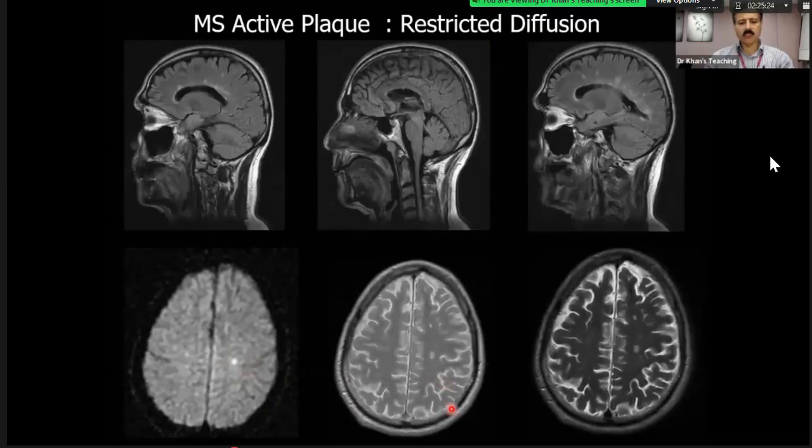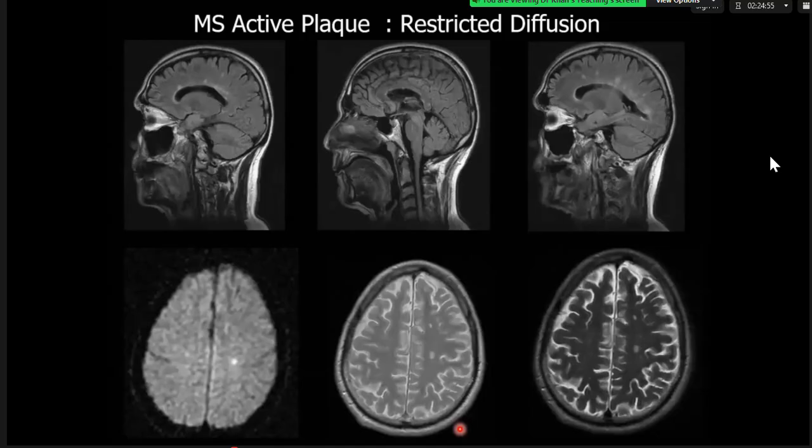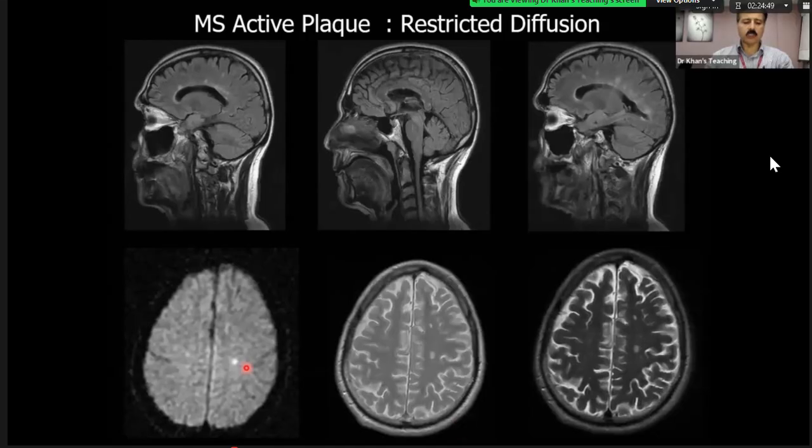Some of the studies have proven that to pick up active plaques, DWI is a very sensitive sequence, and in the literature, some people have even suggested that it should be used as a criterion to say whether the plaque is active or not. But in clinical practice, that has not been approved by any body or any consensus statement till now. So we still take enhancement as the sign of an active plaque. Having said that, if something shows restricted diffusion, your index of suspicion should increase, and you might like to give contrast just to confirm it.